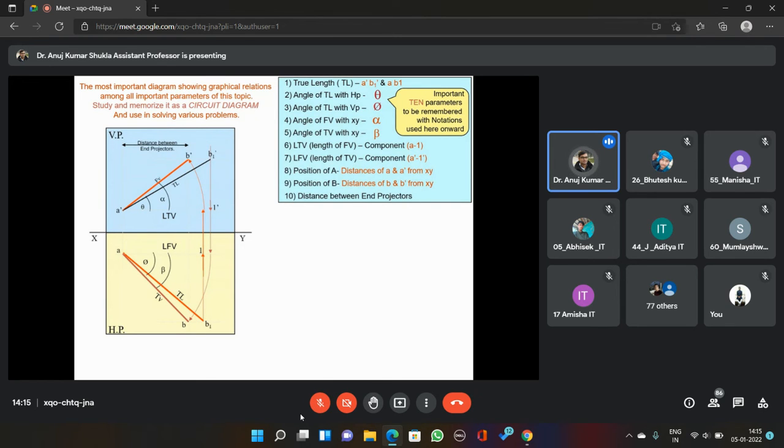I'm not saying you have to memorize it. You can note it down, and whenever the procedure needs to be done, you can follow these steps. Important 10 parameters to be remembered with notation used from here onwards. At least the notation should be remembered. Are you getting what I'm trying to say? I'm not saying that you should remember all these 10 points, but in a scenario where you need to calculate these things, at least these 10 points should be with you to recall.